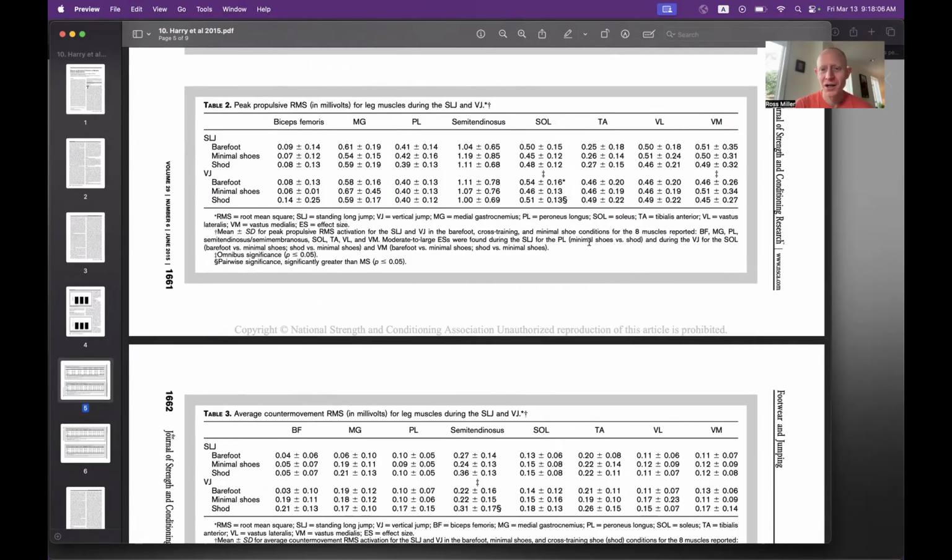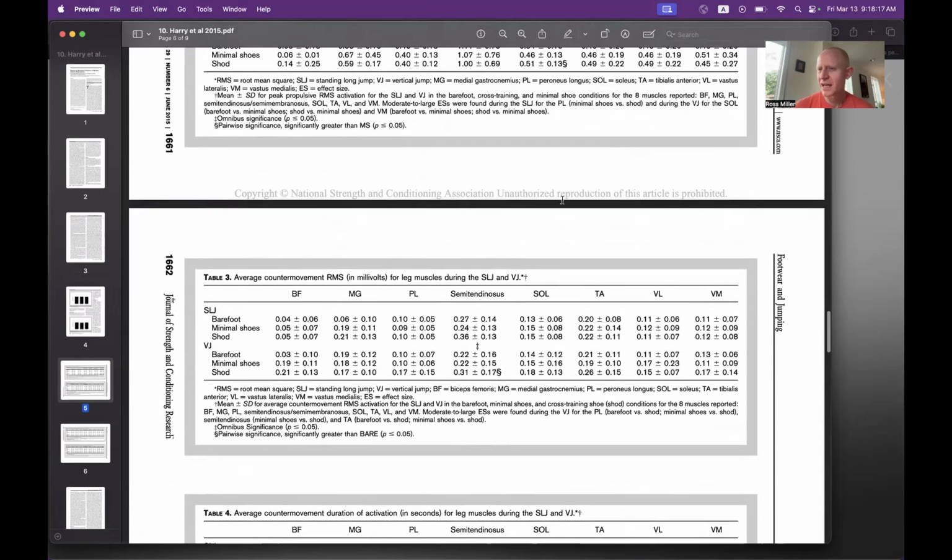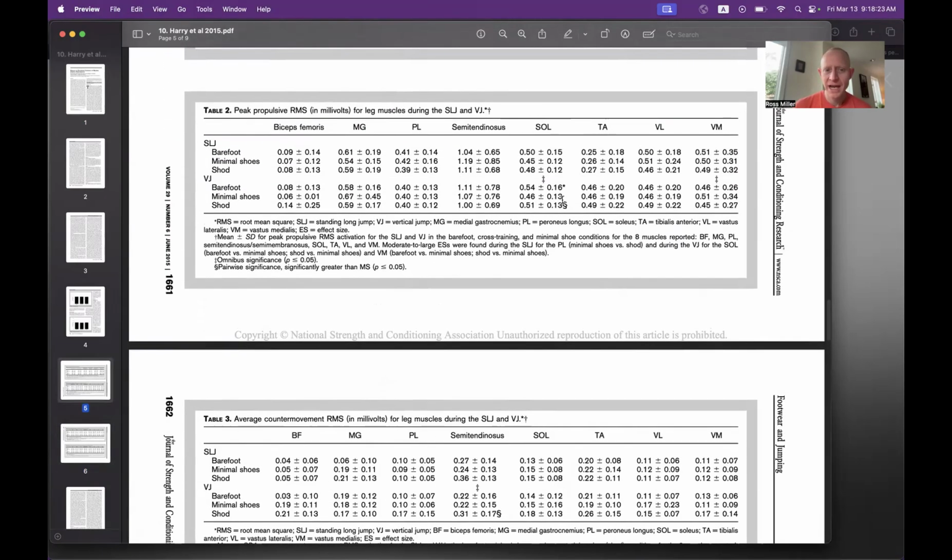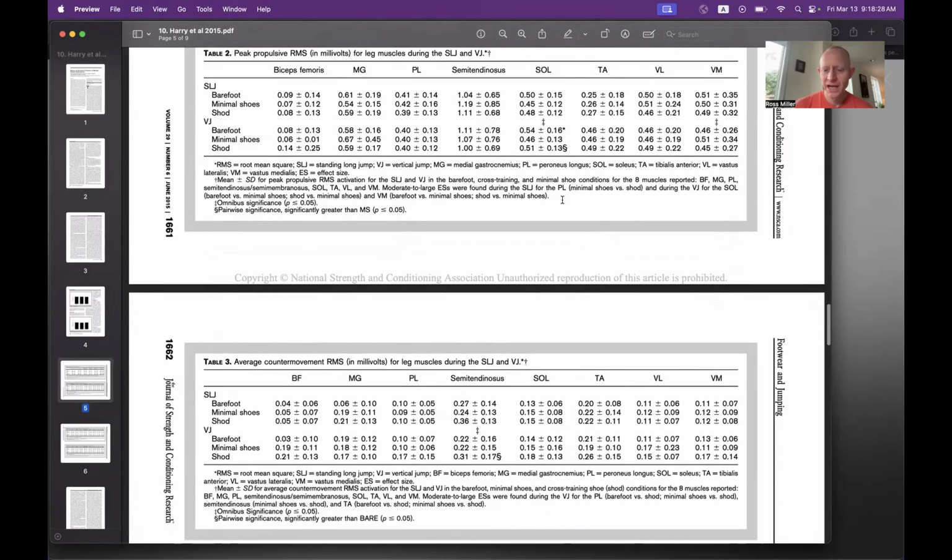I'm not going to go over all of it here, but anytime you see a little symbol here, like these little daggers, or this asterisk, or this funny looking S thing, that shows there was a statistically significant, consistent difference in terms of that type of shoe affecting the activation level of that muscle.